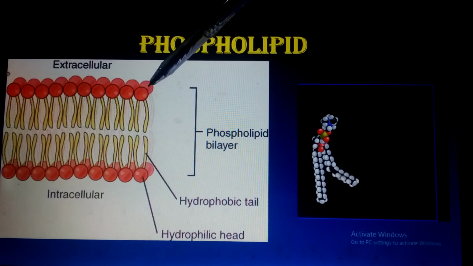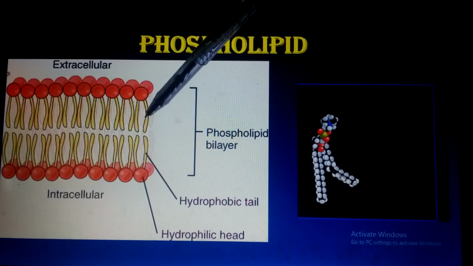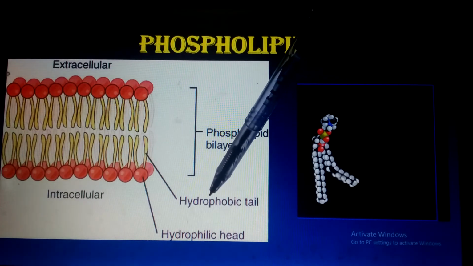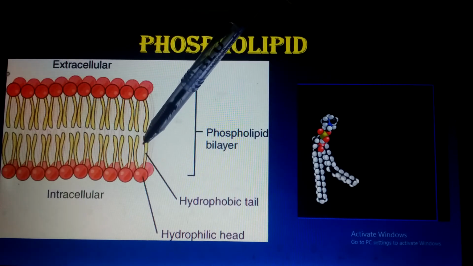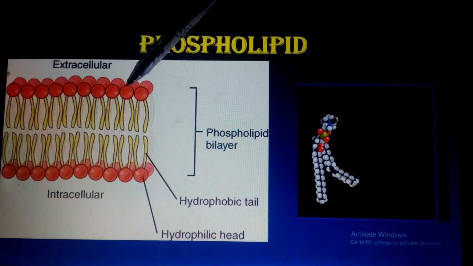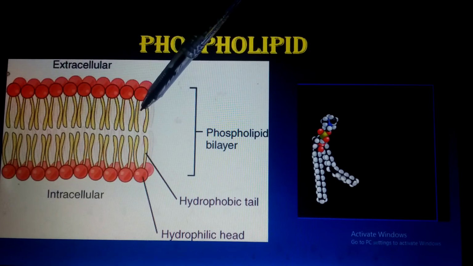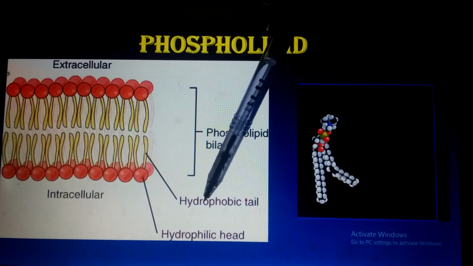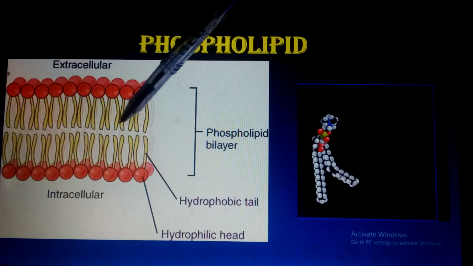This is the head, which contains the phosphate group, and this is the tail, which contains the hydrocarbon chain. Now, the head is hydrophilic and the tail is hydrophobic. Must keep it in your mind. The two lipid membrane, bilayer membrane, phospholipid membrane, sandwich like, the hydrophobic tail remain inside.